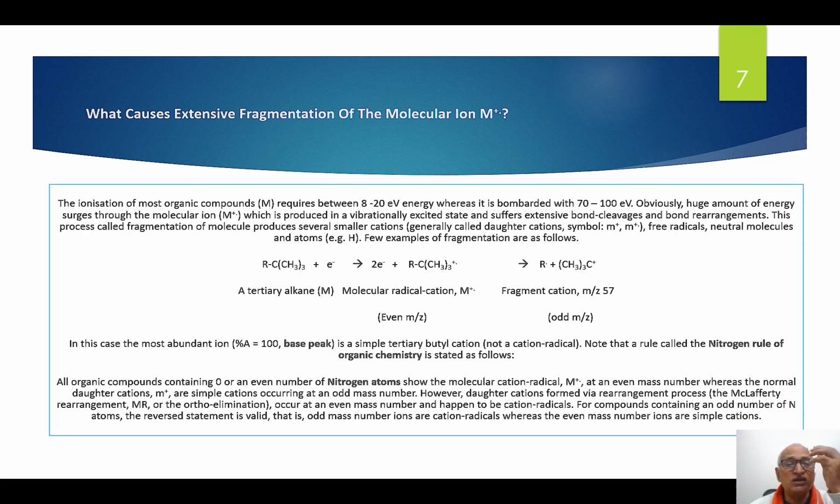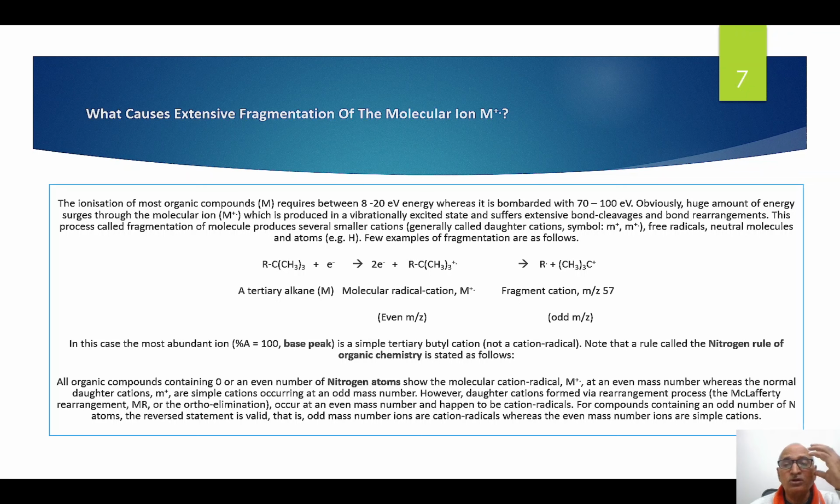Here we have taken a tertiary alkane. It is bombarded with electron E. Then one electron is knocked off from the molecule to produce a molecular cation radical. It undergoes fragmentation to produce the tertiary butyl cation in this case, whose m/z is 57. Note that it is an odd mass number, whereas the molecular cation radical is at an even mass number. In this case, the most abundant ion, that is percent abundance equal to 100, is called the base peak and is a simple tertiary butyl cation, not a cation radical.